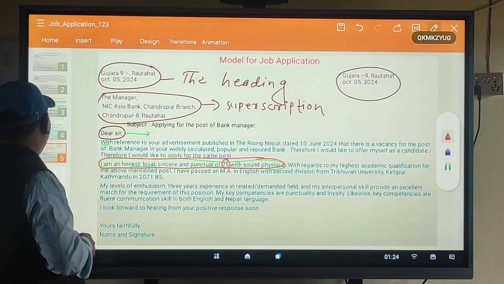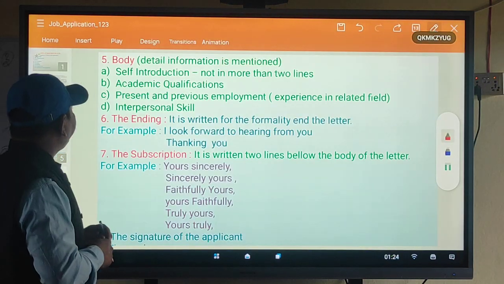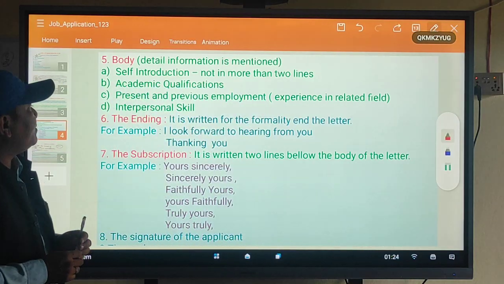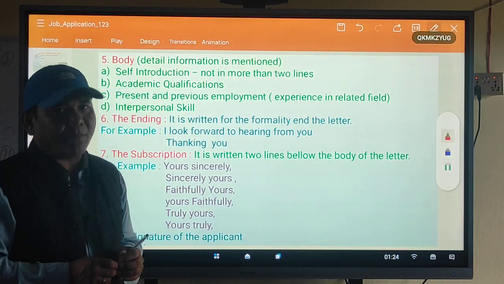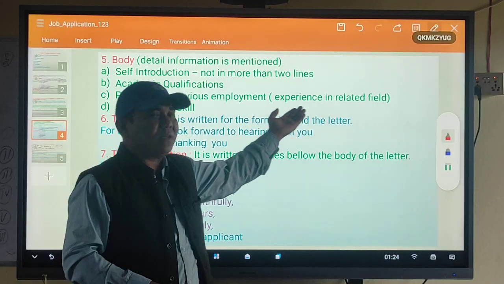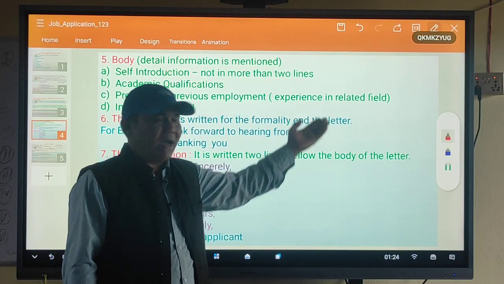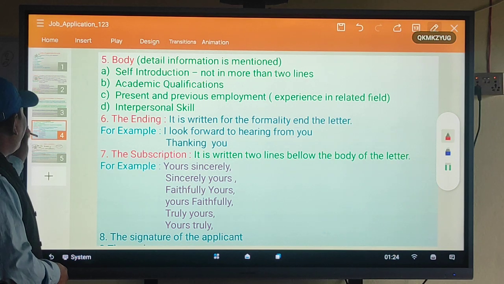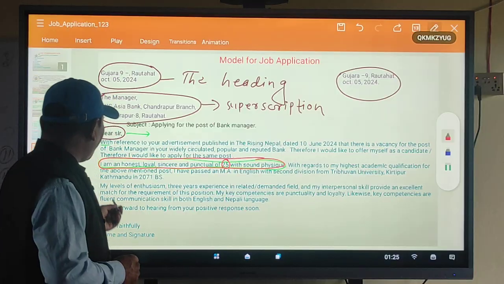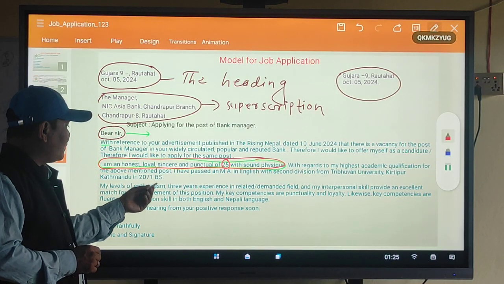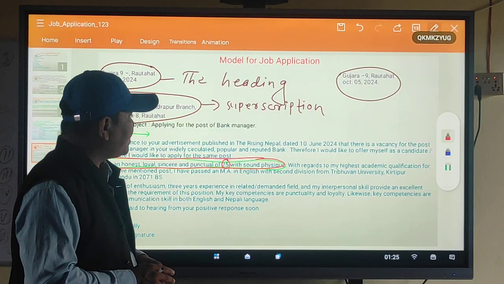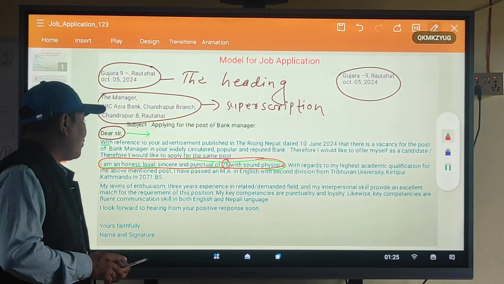Now let's move to the experience in related field. Present and previous employment or experience in related field. How do you write your experience in related field? I have written my experience in related field like: my levels of enthusiasm, 3 years experience in related or demanded field, and my interpersonal skill provide an excellent match for the requirement of this position.